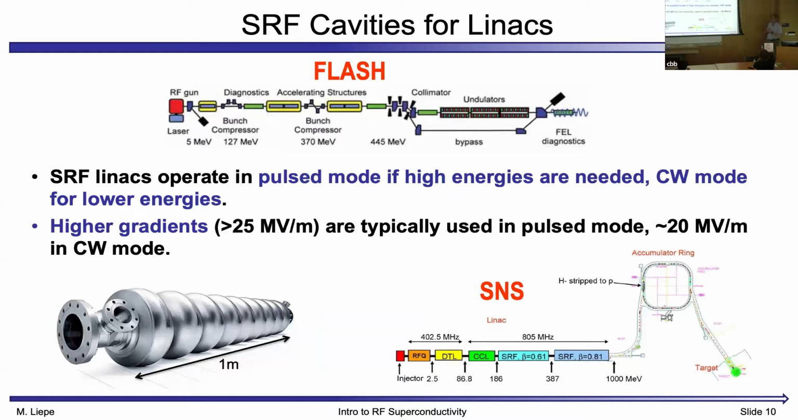For Linacs, like shown here, on top FLASH, SRF, Spallation Neutron Source, and Oak Ridge at the bottom, there are SRF cavities in the Linac accelerator. And these are operated in pulse mode. So they like to have a decent energy gain per length, just to keep the Linac at a finite length at reduced cost. So high gradients are often used there. High here means about 25 or so megavolts per meter in pulse mode.